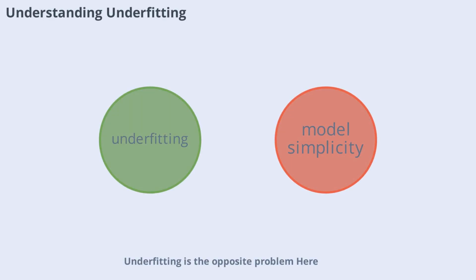Underfitting is the opposite problem. Here, the model is too simple to capture the underlying structure of the data. It's like using a straight line to fit a complex curve. No matter how hard you try, the model just can't keep up. You'll notice high loss on both the training and validation sets, and the model fails to perform well on any data. This usually means you need a more complex model or better features.